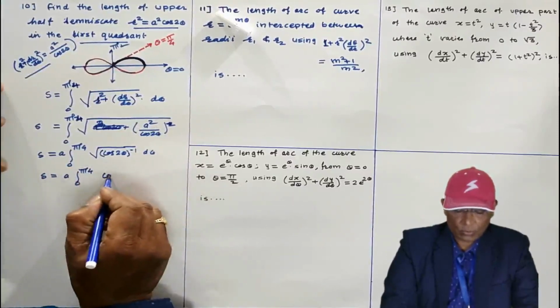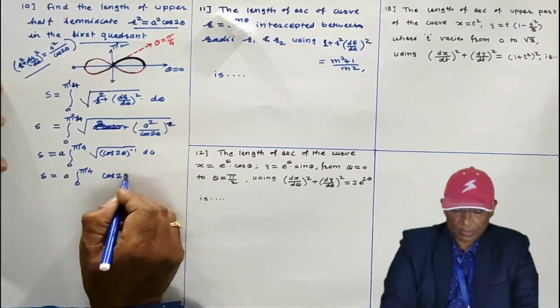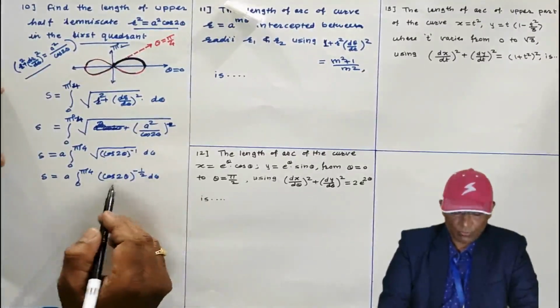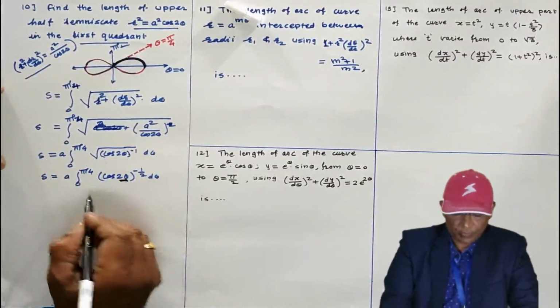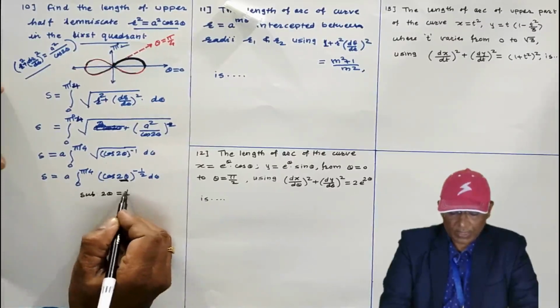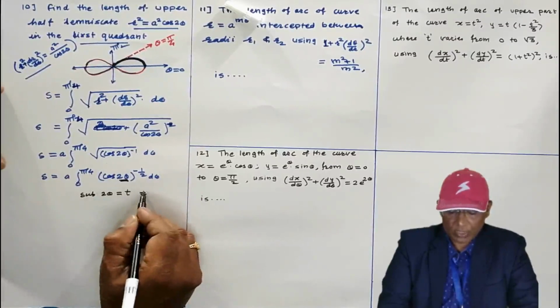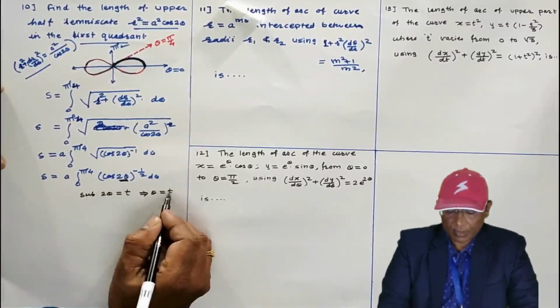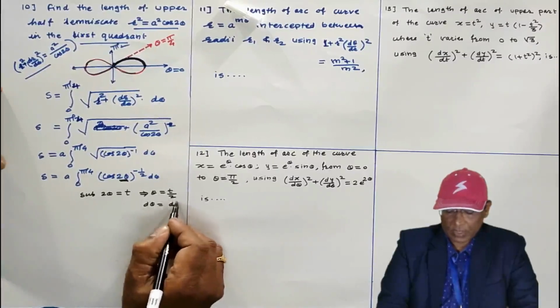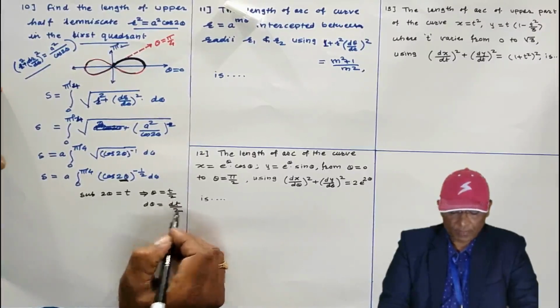You can directly write it also, no need to write this step: cos 2 theta raised to power minus 1 by 2. This integral can be easily solved. Here we have the argument 2 theta. To substitute, take 2 theta equal to t, which implies theta equals t by 2. Take the derivative: d theta equals dt by 2.